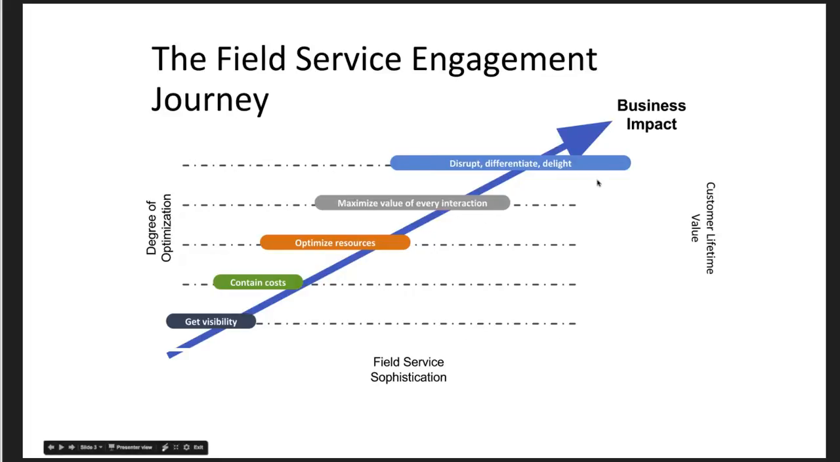And last but not the least, or perhaps the culmination of field service optimization, is the bold effort to differentiate, disrupt, offer a new way to offer or deliver service in their vertical. And of course, you need to make sure that you're running a tight ship with great visibility and control, optimal use of resources, already maximizing the value of every interaction.